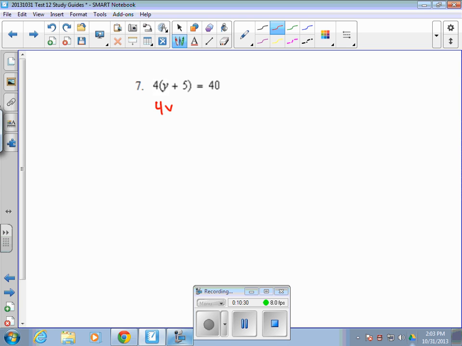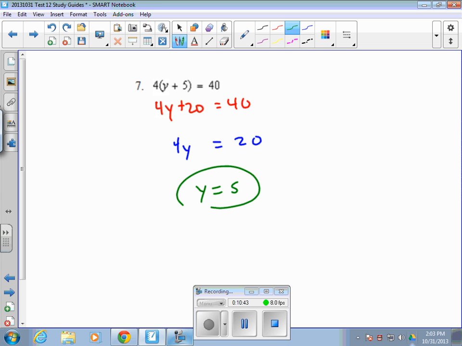Distribute. 4 times y is 4y. 4 times 5 is plus 20. Get rid of plus 20 by subtracting it on both sides. 4y equals 20. Get rid of 4 times something by dividing it on both sides. Y equals 5.